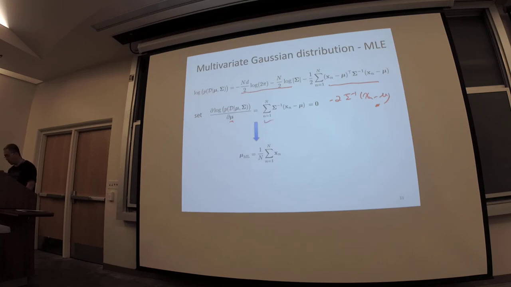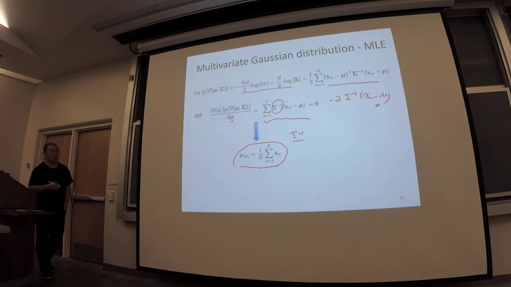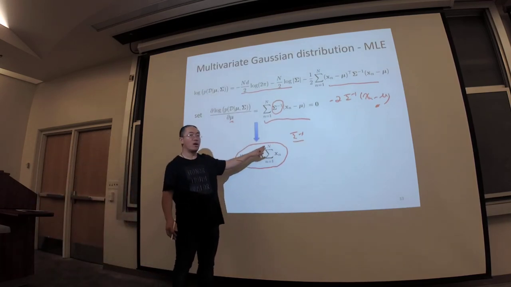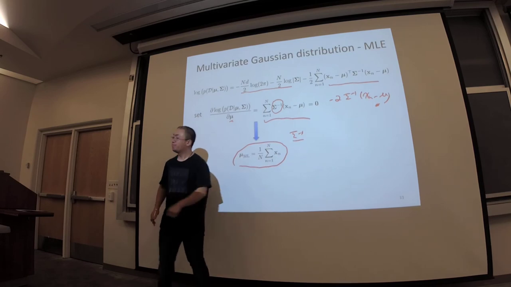So now you know this gradient, and you set the gradient to be 0. Remember, sigma inverse is positive definite and is shared by all the summands, so you can just remove it. Now you solve it and you get the result: the maximum likelihood estimation of the mean vector is just the average of all the observations.